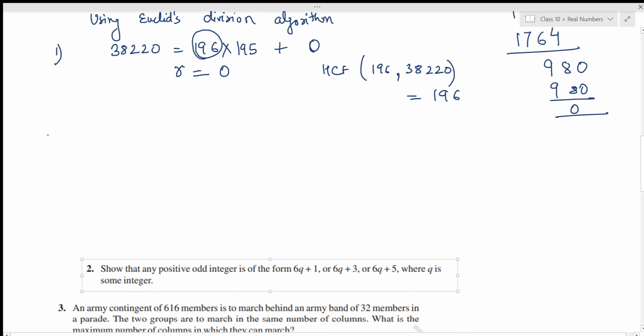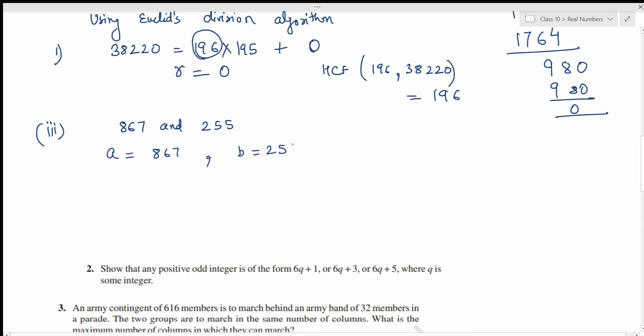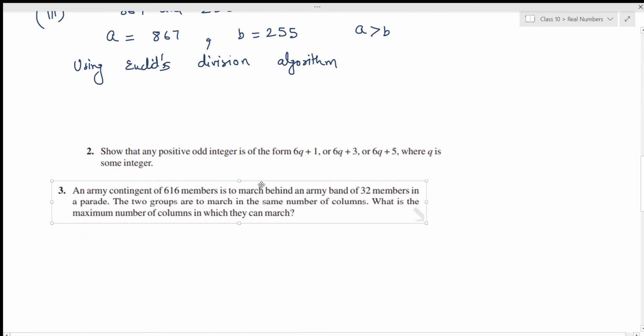Now let's move to the third part. Third part is you need to find the HCF of 867 and 255. So here again A is equals to 867, B is equals to 255, A is greater than B. So using Euclid's division algorithm. So again we'll use the division algorithm over here.